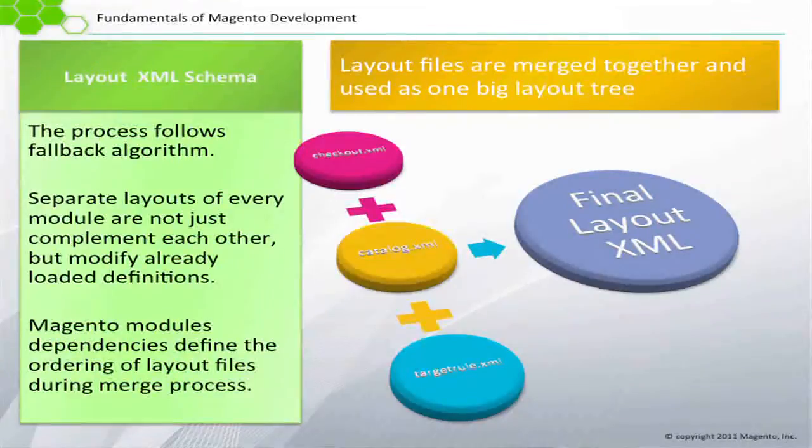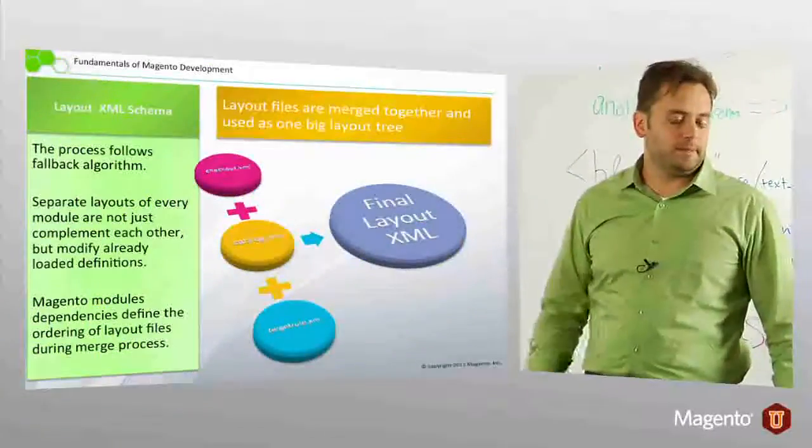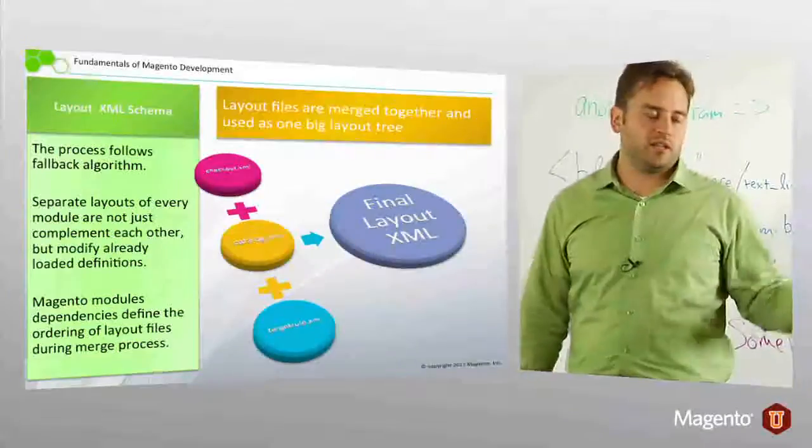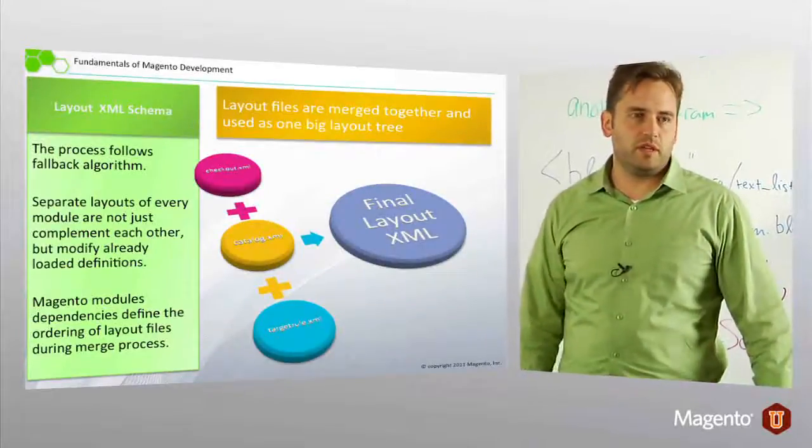So, as a reminder, we use that fallback algorithm. So, if checkout.xml is found in our most precedent, most primary theme, no other checkout XML will be evaluated.